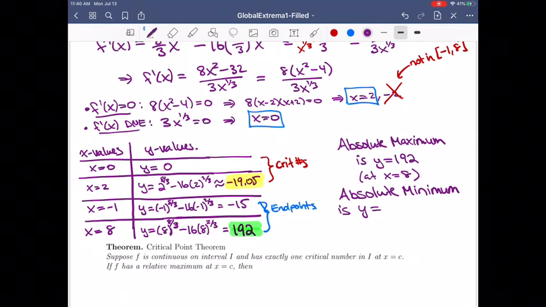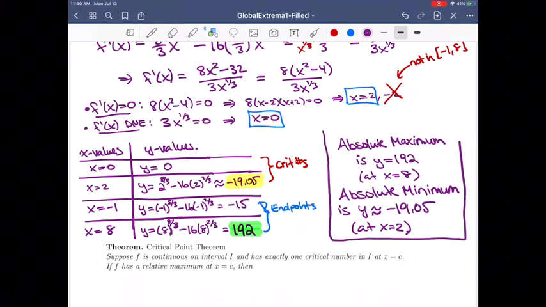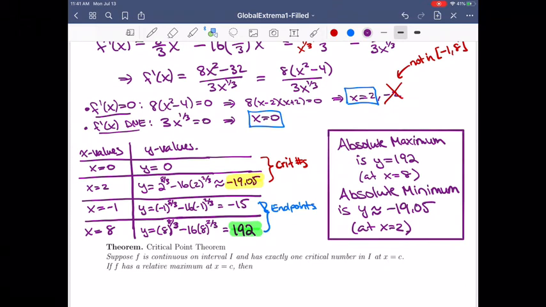It is approximately, I mean, you could actually compute it, it's going to have to do with cube roots of 2. I'm just going to make it approximate because it doesn't look like a nice number, but negative 19.05, and this is when x equals 2. So this one's at a critical number for the graph. But on that interval, that's the biggest and the smallest values. So you don't have to do much thinking. Find the critical numbers, evaluate them, so find their y values, and then compare those to the y values of the endpoints. The biggest one is your maximum, the smallest one is your minimum.